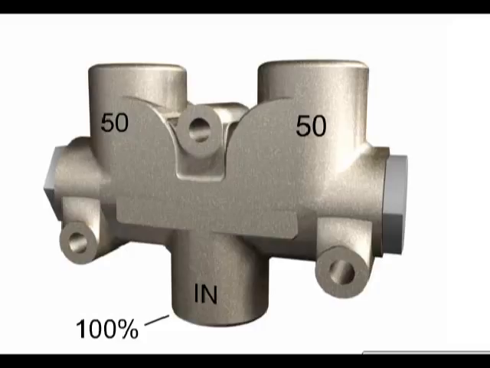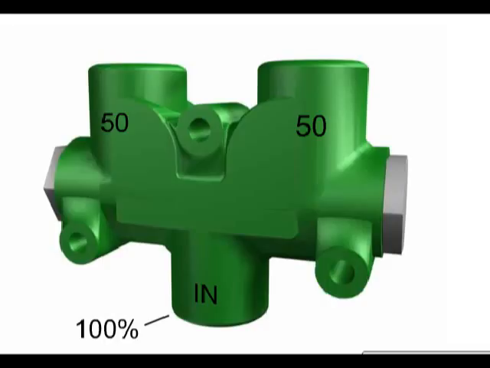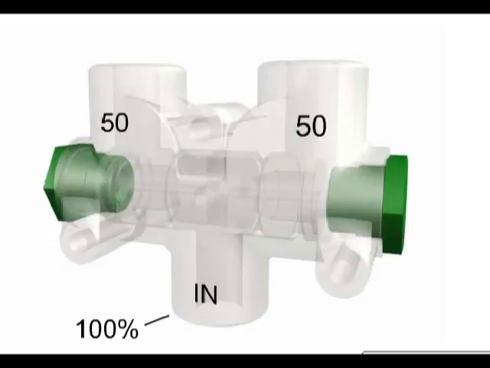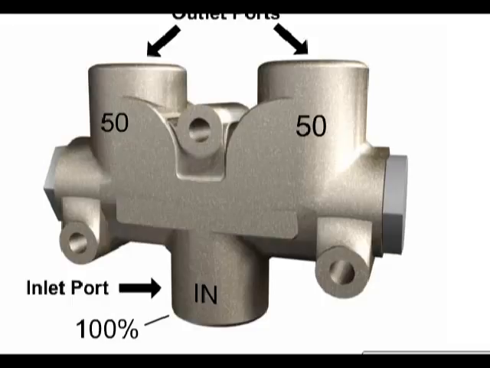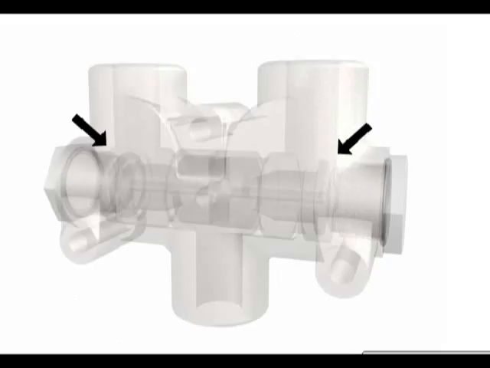This is a spool-type proportional flow divider. These flow dividers consist of a housing, a spool, and two end caps. The housing has 3 ports, 1 inlet port and 2 outlet ports. A narrow passage connects the center cavity and each of the outlet ports.